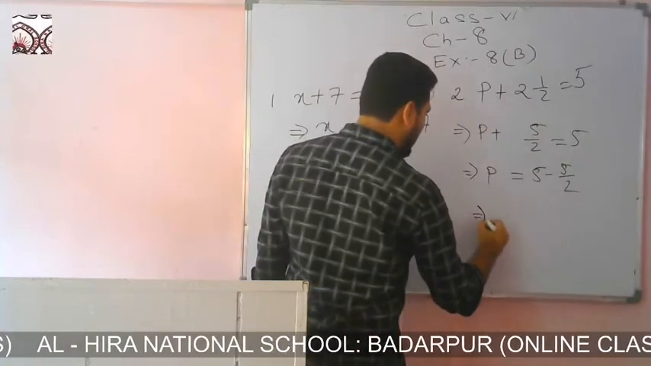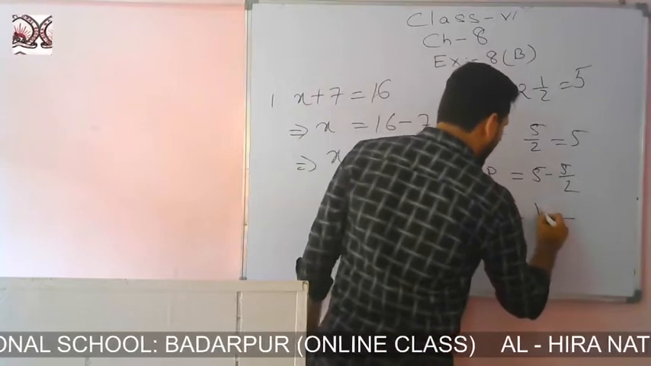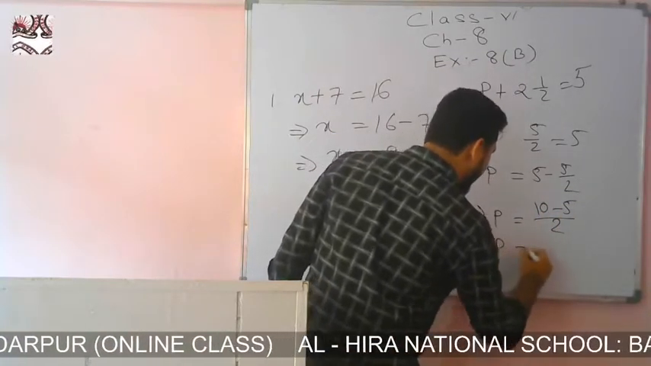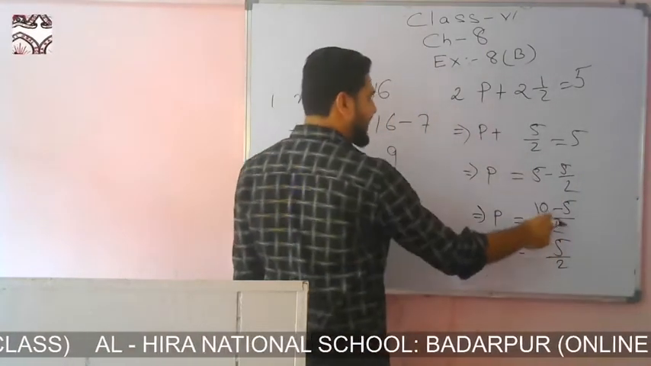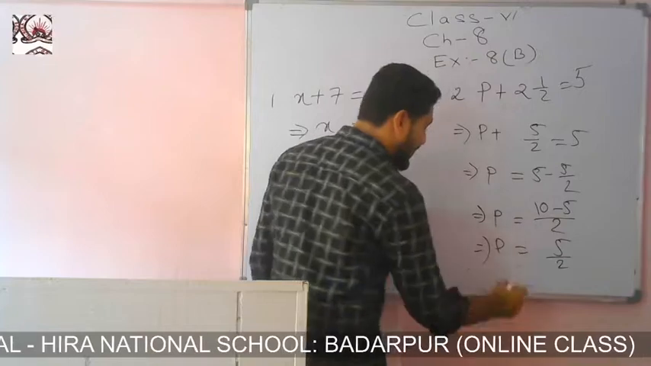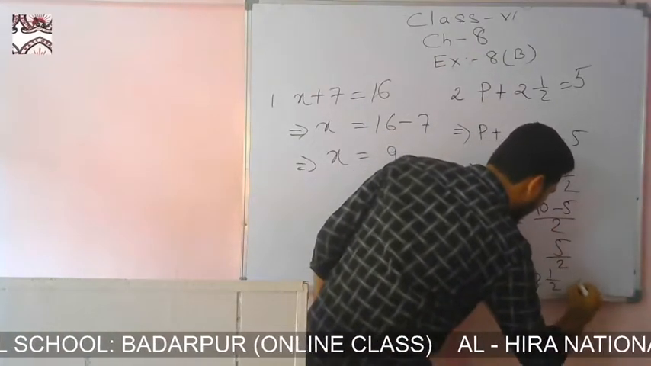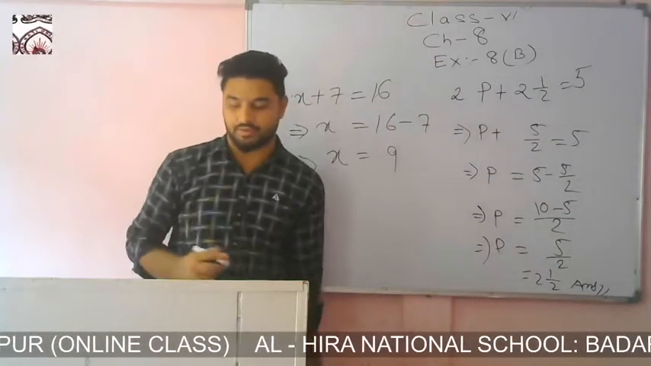Then P equals what? If I take the LCM, 2 fives are 10 minus 5. Then I will get P equals 5 by 2. If I subtract 10 minus 5, we get 5 by 2. Now you can convert it to a mixed fraction, 2 1 by 2, and this is the answer.